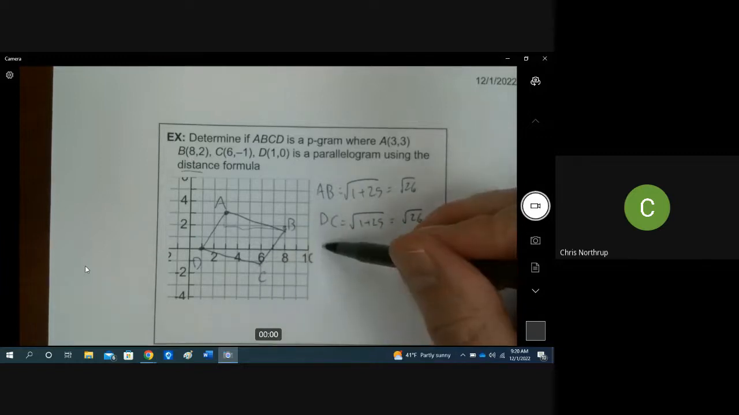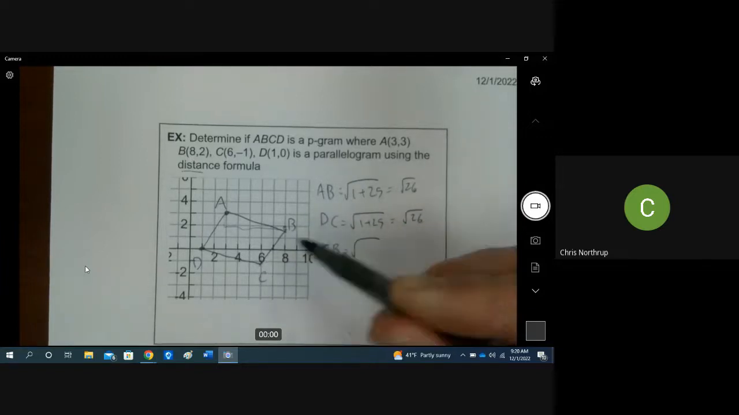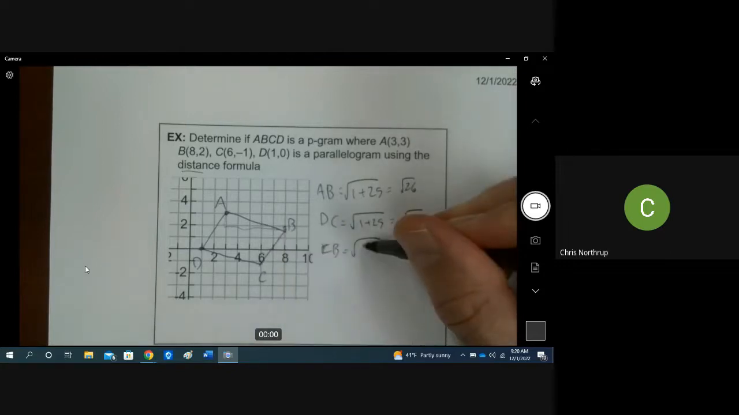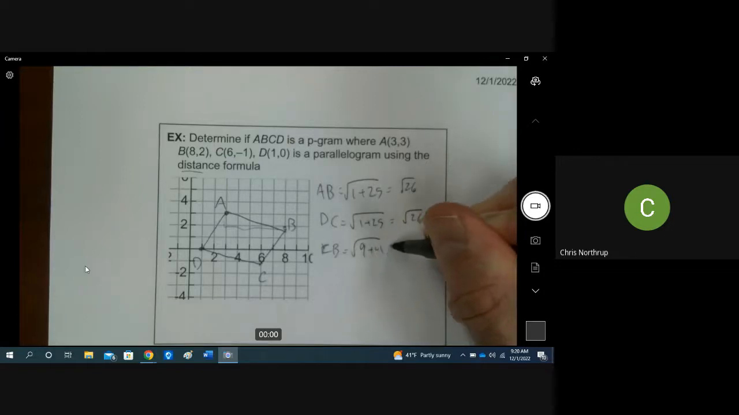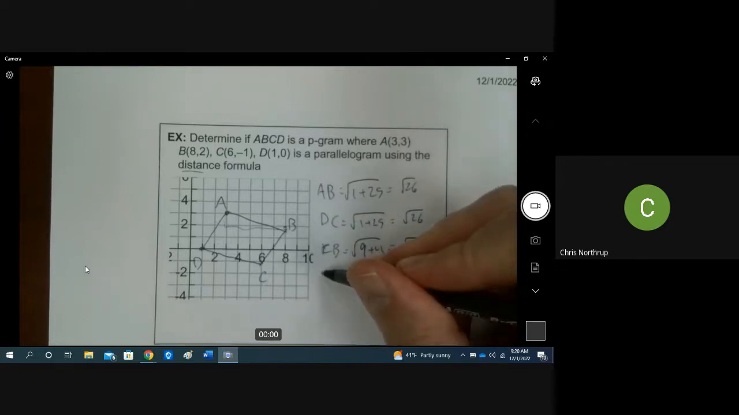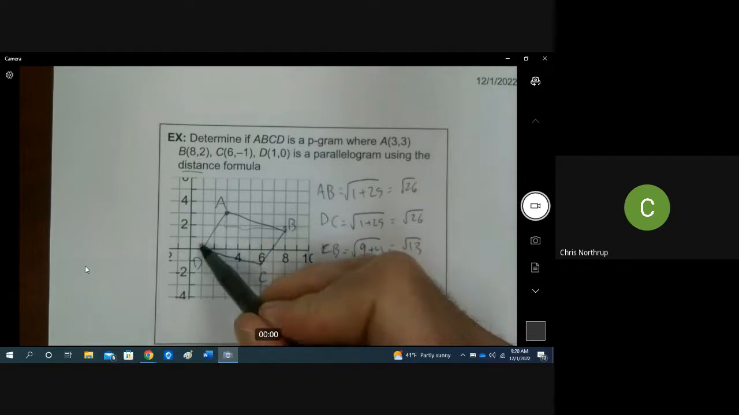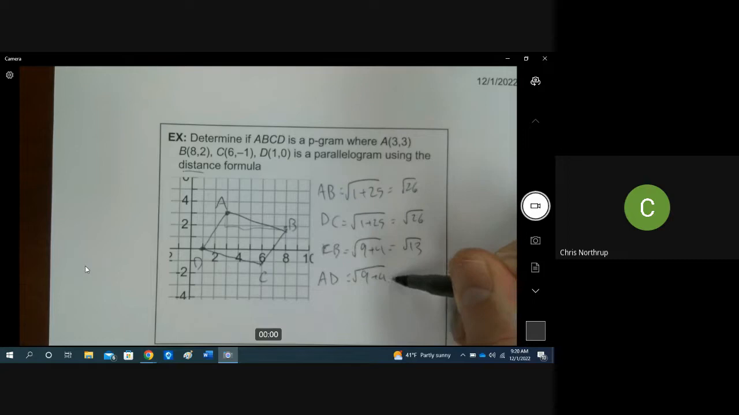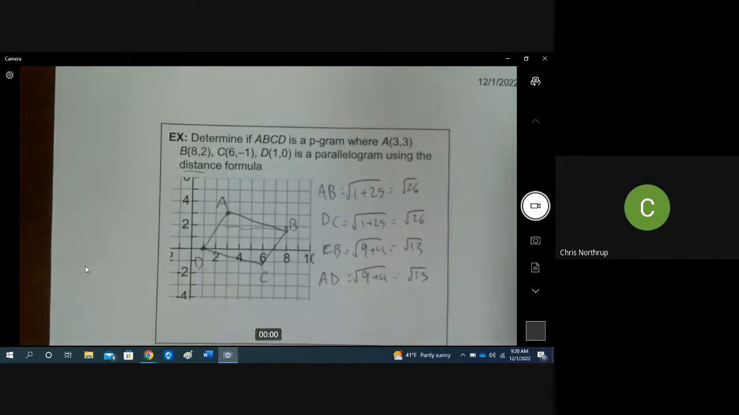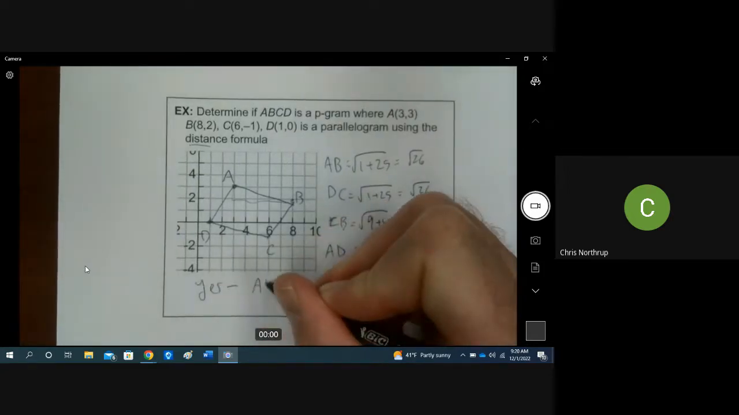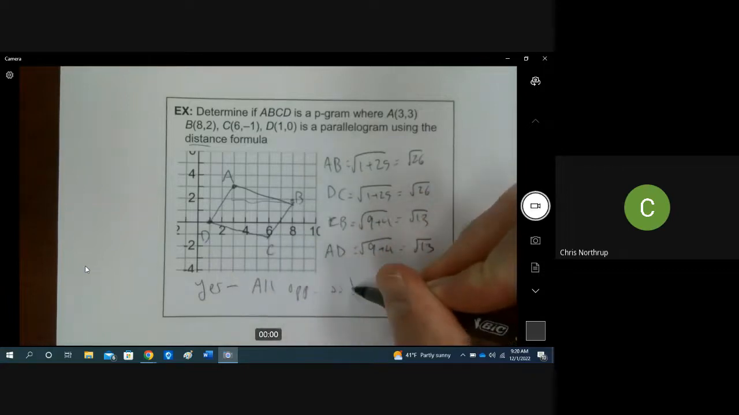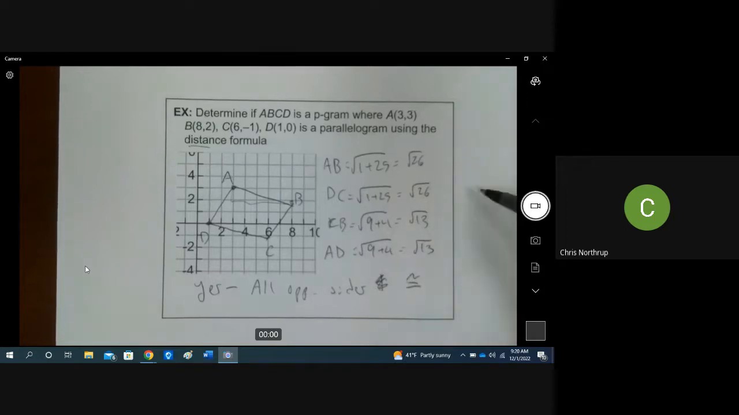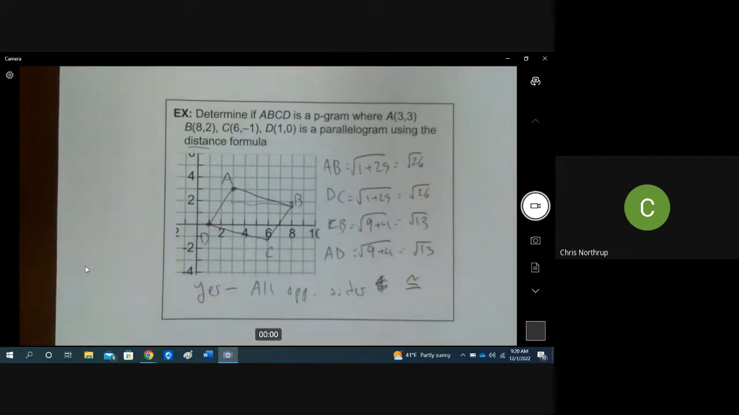So CB, using that distance formula, up 3, over 2. So 3 squared is 9, 2 squared is 4. It's the square root of 13. And then last one, AD, 3 and 2. Okay, so kind of the same thing. So yes, it would be a parallelogram. So we'll say yes, all opposite sides congruent. Now I had to use that distance formula because they specifically asked for it.